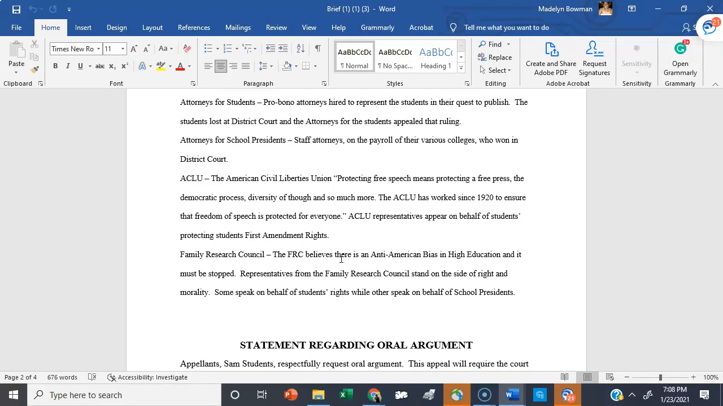Family Research Council is a group of Christian leaders that work on political issues. So if you go to their website, the Family Research Council is going to have a lot of Christian leaning language. And then they're going to state their position on several things.